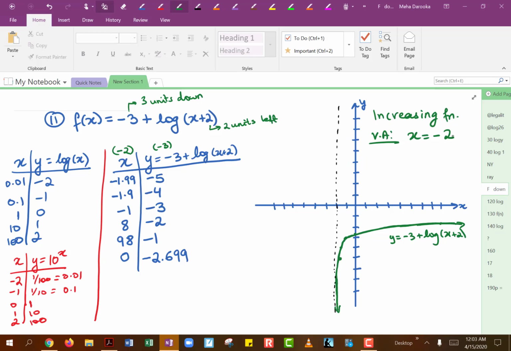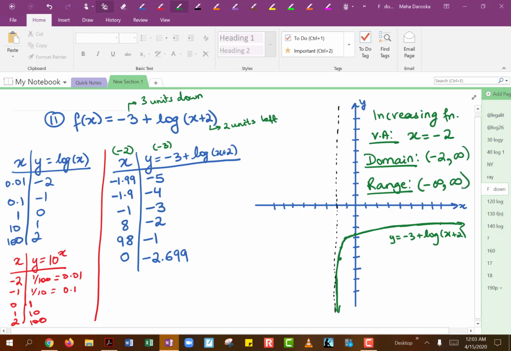Now let's talk about the domain and range. So again, your domain, instead of starting at 0, has also moved to the left by 2 units. So you're actually now looking at a domain going from negative 2 to infinity, right? But your range, even though our graph moved down by 3 units, did not affect our range, because we are still looking at negative infinity to positive infinity for our range value. So I hope you can kind of see how your transformation works with a logarithmic function over here. Okay?